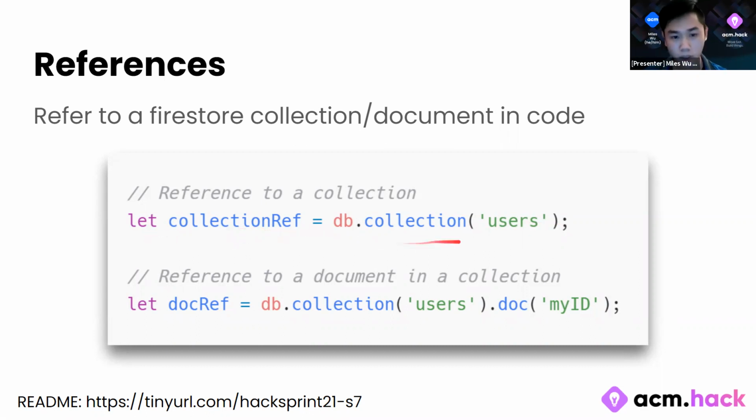So here is an example of a reference to a specific collection in your database. You just do db.collection and then the name of that collection. And then here is how you reference a document in the collection. You can do the collection again, and then you have the document, and you can specify the ID of that document. Notice here, all documents have to be in some collection. So that's one thing to notice by this syntax.